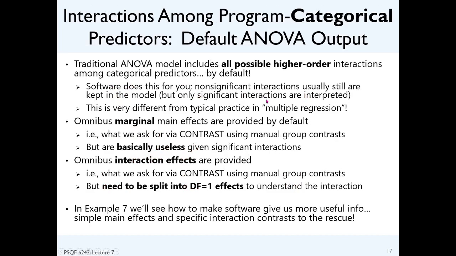The next video we'll examine example 7 to demonstrate how to ask for more useful information when you have an interaction amongst 2 categorical predictors. Example 7 also follows exactly section 3 of chapter 2 of my book.